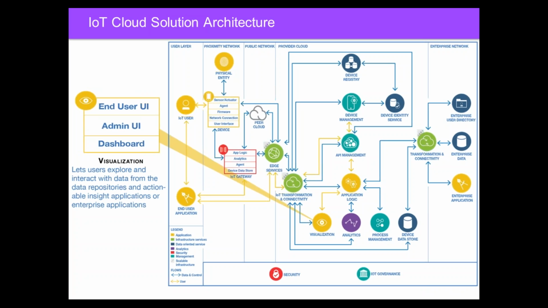Then we have an end user UI, an admin UI, or dashboard. This is basically web-based, and this visualization has these three personas. I may have an end user UI that allows you, as a user of that device, to log in and see what's happening. An admin UI would be for somebody who's actually trying to administer this overall IoT solution, so they may be doing some configuration activities, et cetera.